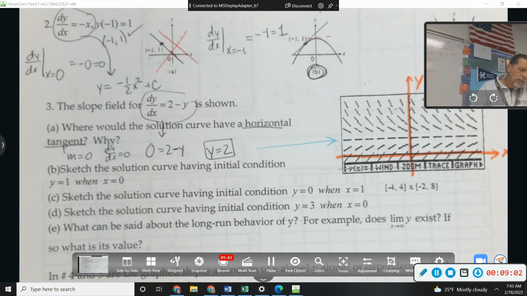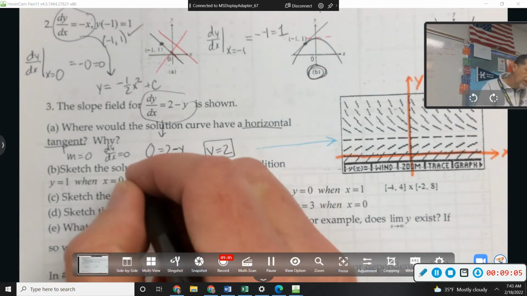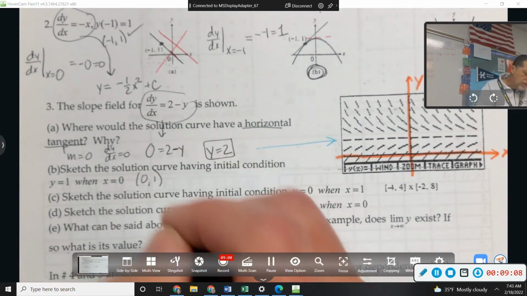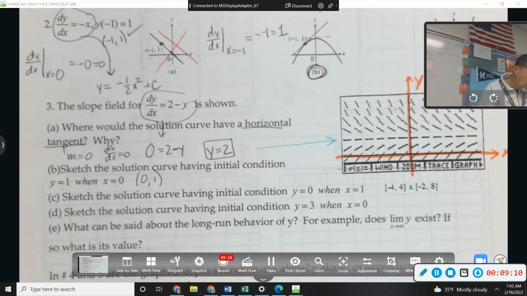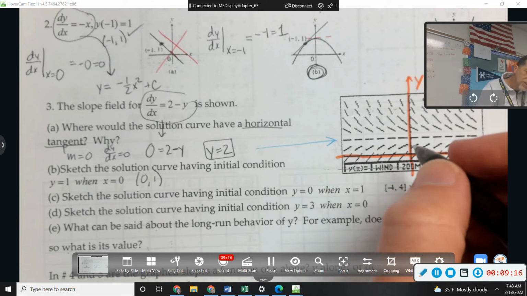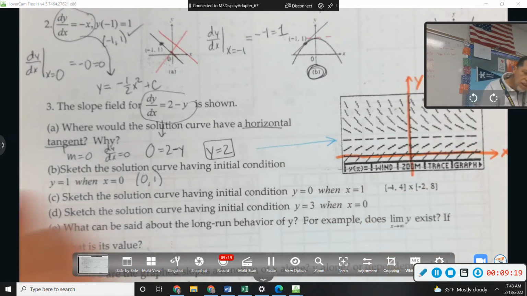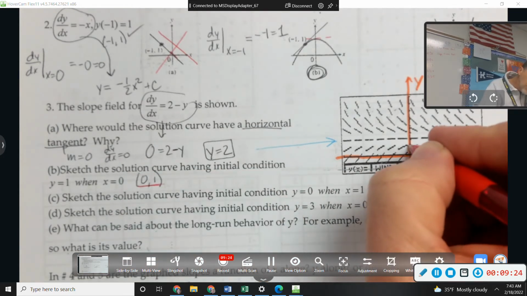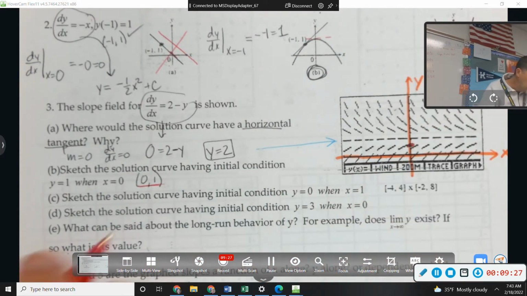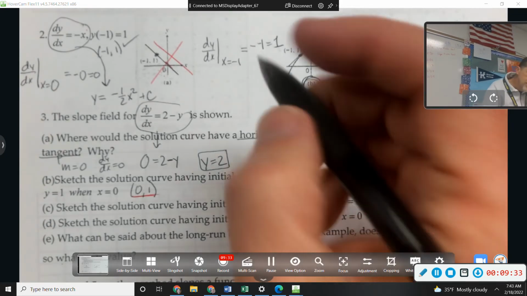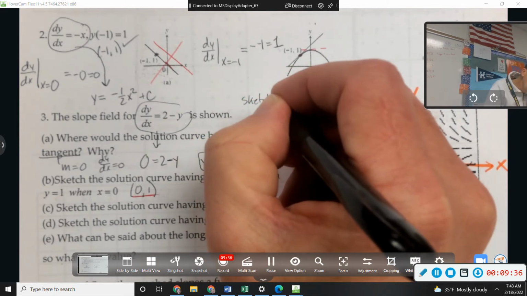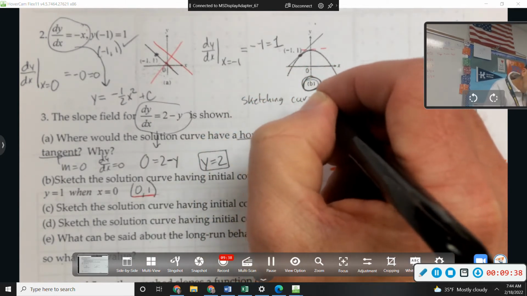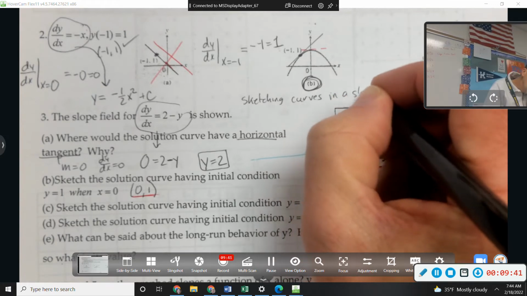Sketch the solution curve having an initial condition of y equals 1 when x equals 0. So we're going to start at 0, 1. By the way, we're going to do 3 solutions. I'm going to put them in 3 different colors. So let's go red with this one. So 0, 1 is right there. Well, we kind of need some rules here for sketching curves in a slope field.